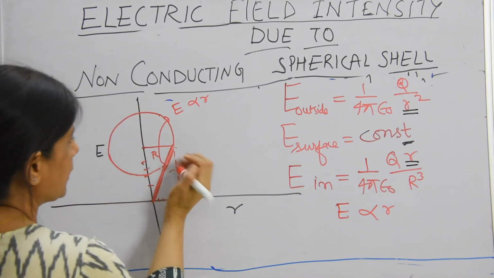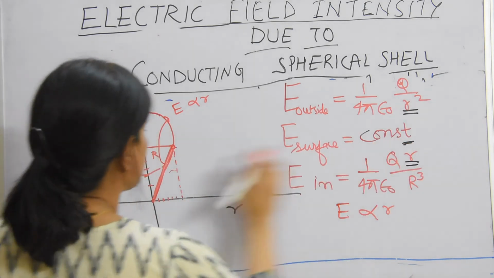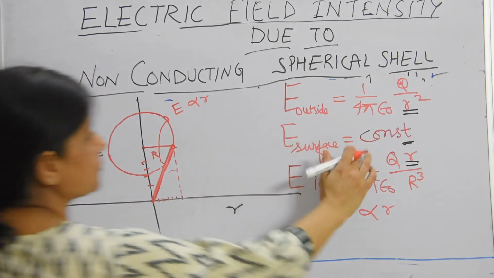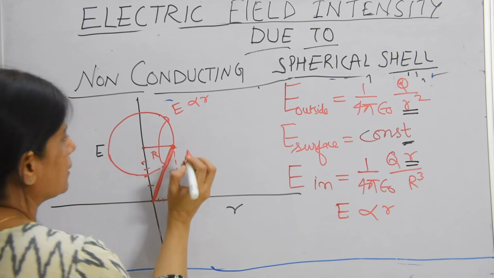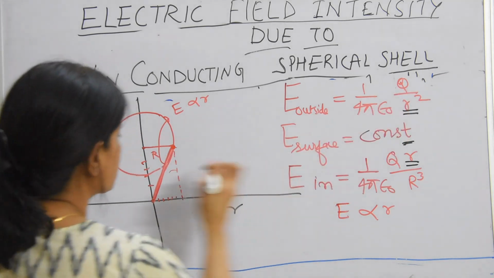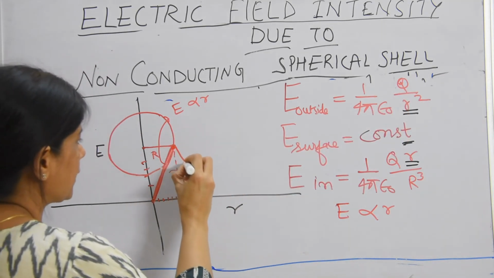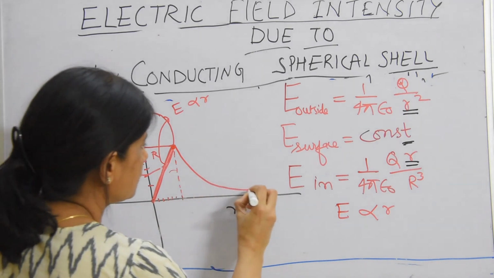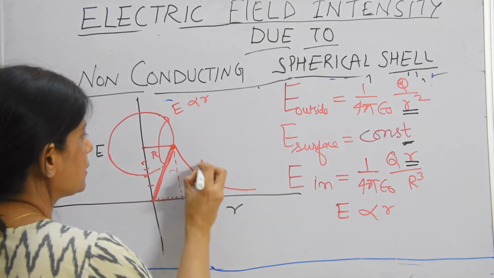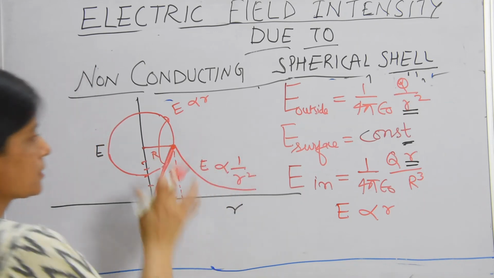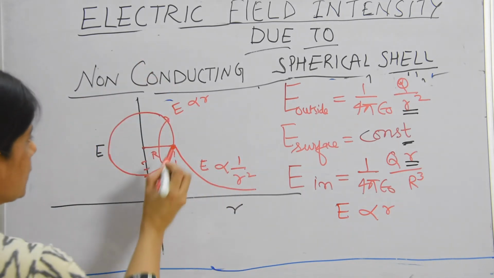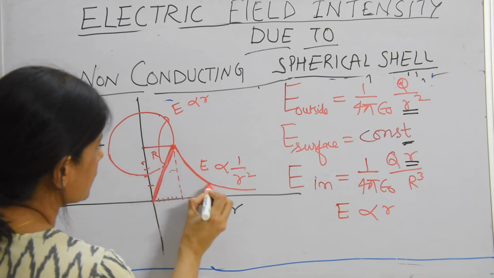Now see, here the value of E on the surface is constant. If we keep increasing the distance, as we did in the last derivation also, E is inversely proportional to r square. The graph would be like this. It is a very, very important graph. So this is the very important graph of a non-conducting spherical shell.